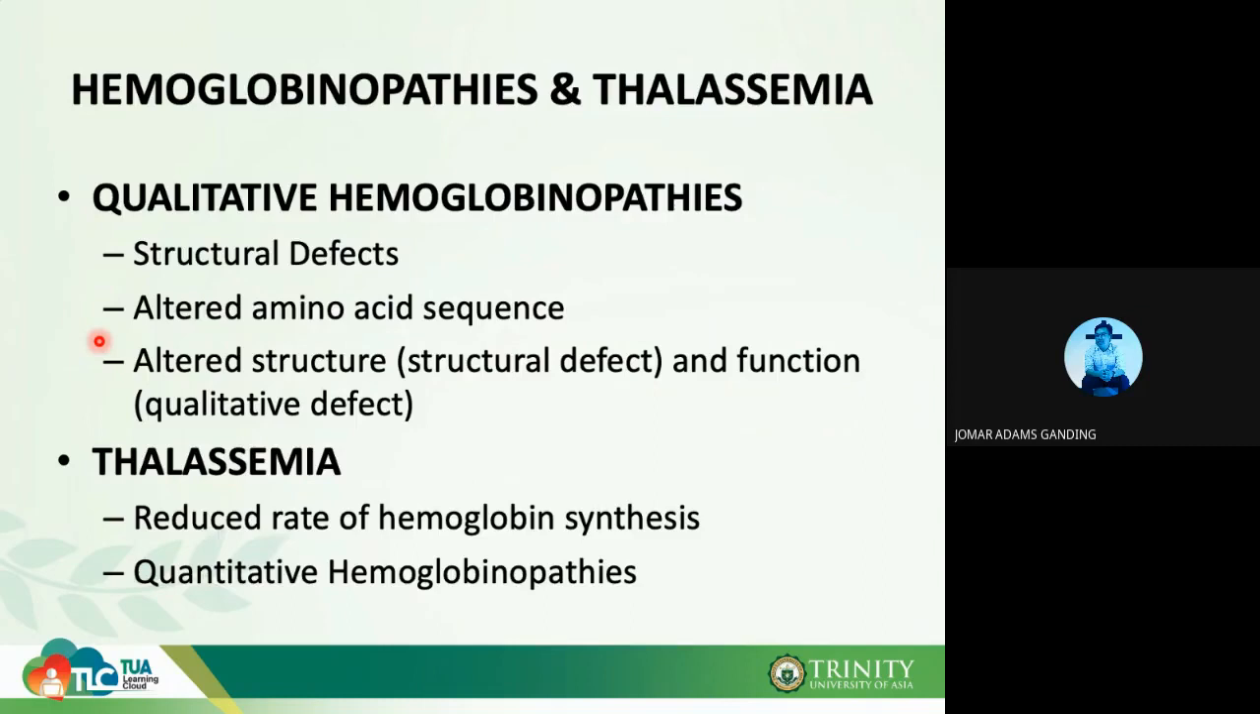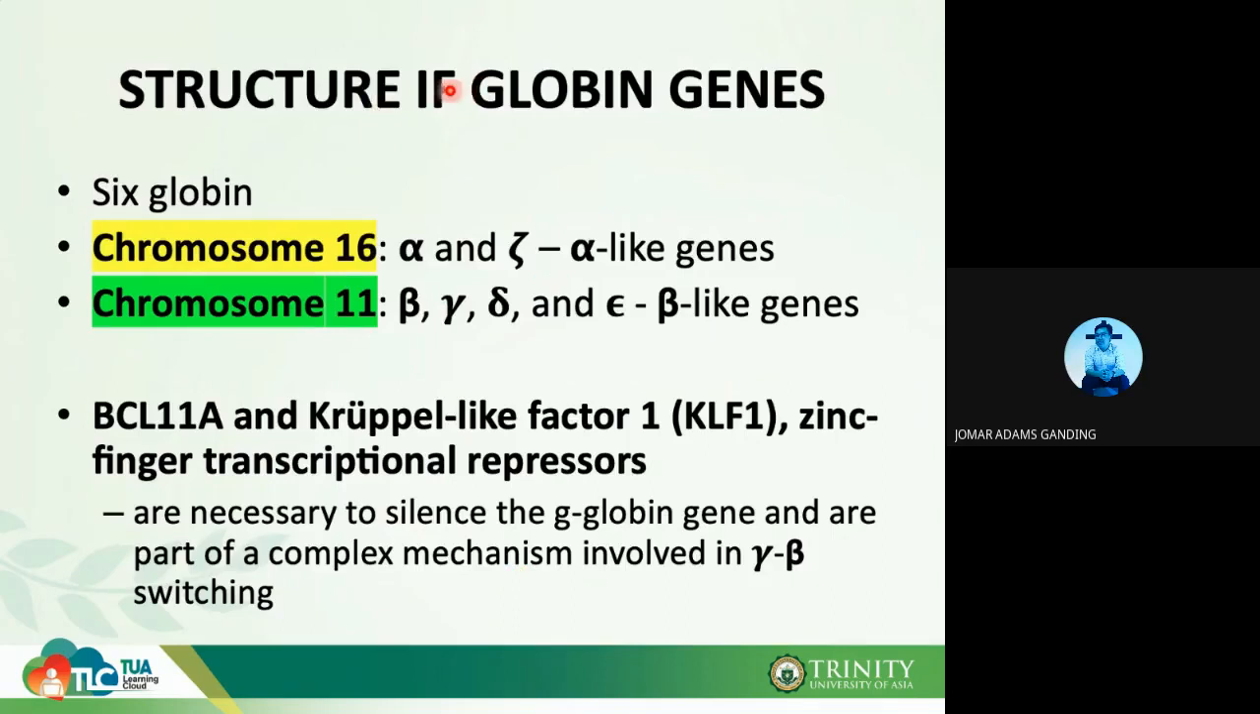Okay? Thalassemia. So before we go deeper into the different hemoglobinopathies, which I will be discussing today, specifically the variant hemoglobins, before I go there, let us have some quick review first, okay? So tatandaan sa thalassemia, we will be going back to thalassemia together with your intrinsic and extrinsic defects causing hemolysis in the finals. But now let's have a review. So this is the structure of hemoglobin, structures of globin genes.